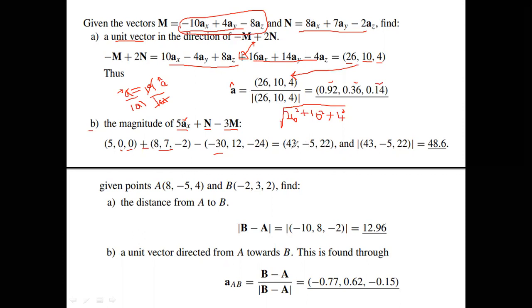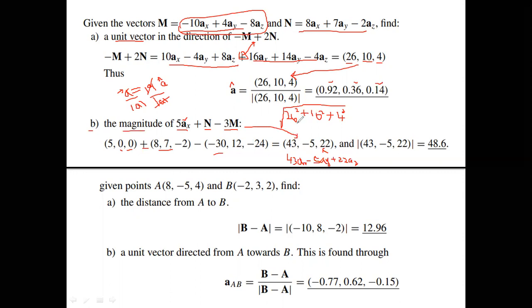We can also write this in the form of 43ax plus minus 5ay. This is also the second method for writing, and plus 22az, and we can write this in the form of parenthesis as well. Okay, so this is 5ax plus n minus 3m. So we have to find the magnitude.